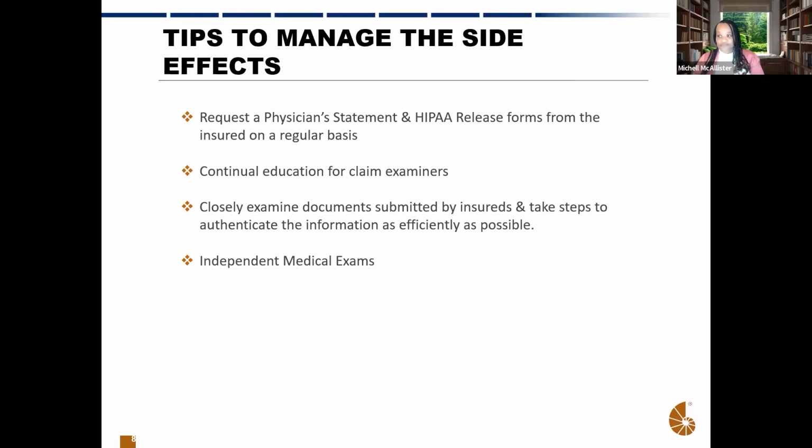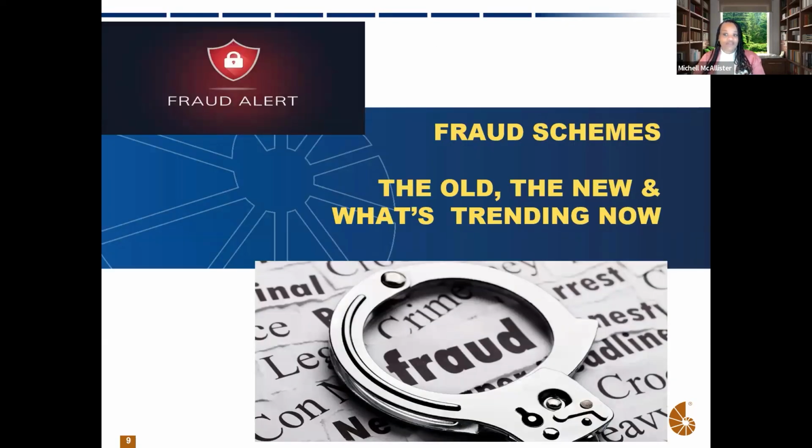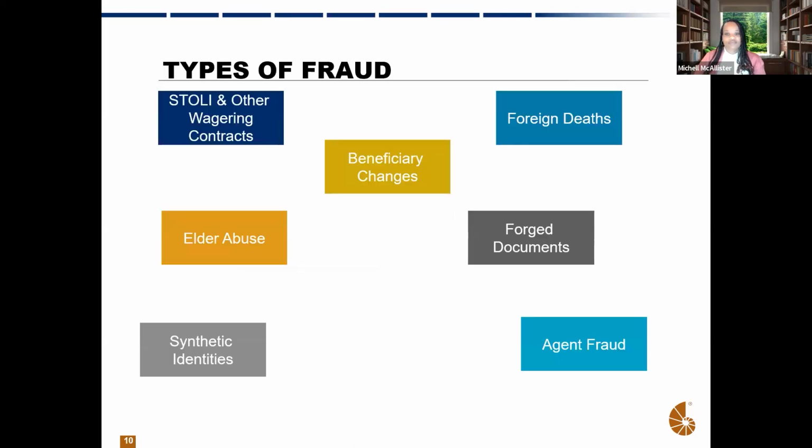All right, so now we're going to go through some fraud schemes, some old ones that sound really familiar, some new ones, and see what's trending now. Okay, so some types of frauds we have are STOLIs and other wagering contracts. Monica will get into that a little bit more in her presentation, because with the STOLIs, it involves some falsifying of information on applications at underwriting, and oftentimes it's not discovered until claims.